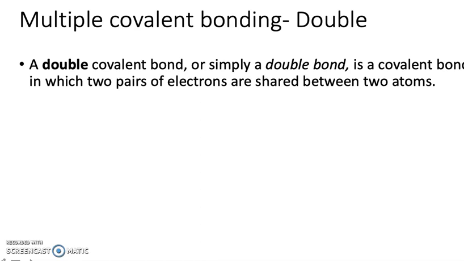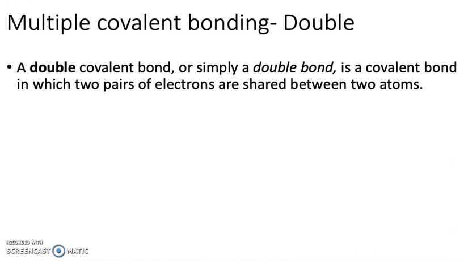So a double covalent bond, or simply a double bond, is a covalent bond in which two pairs of electrons are shared between two atoms.